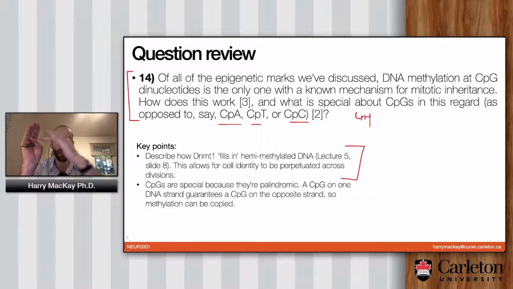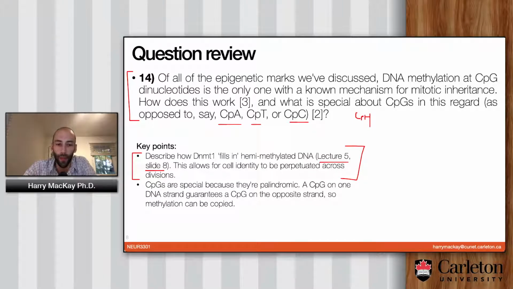And then as DNA polymerase comes in and fills in the blanks, you have DNMT1, which is the maintenance methyltransferase, coming in and copying the methylation over from the hemimethylated DNA, hemi meaning half methylated, and making it fully methylated. Because of this, cell identity, which is what DNA methylation does a lot to control, is able to be perpetuated across generations, thanks to this ability for DNMT1 to fill in hemimethylated DNA. So this is from lecture 5, slide 8, if you are curious.